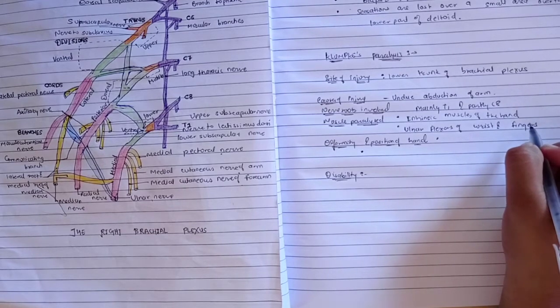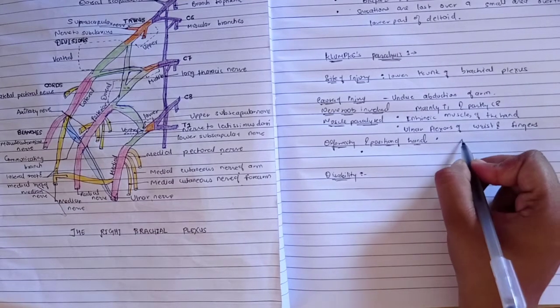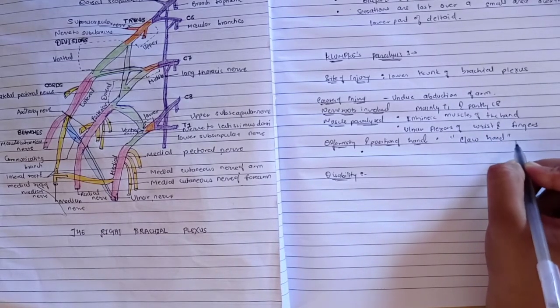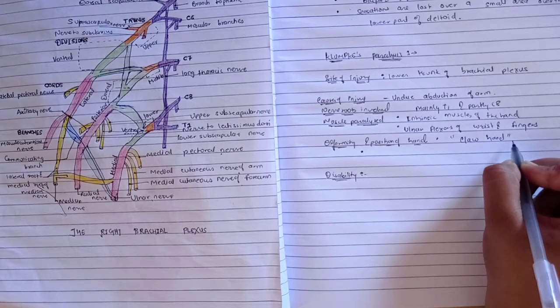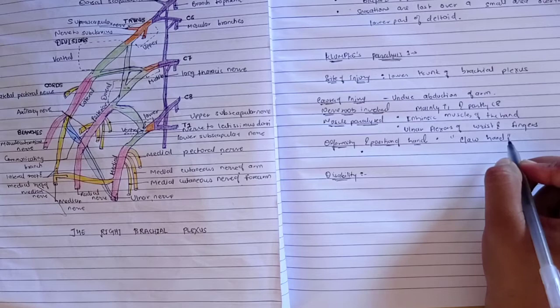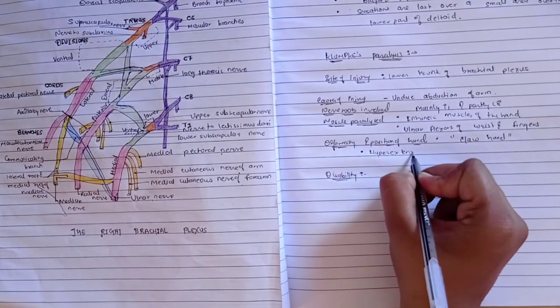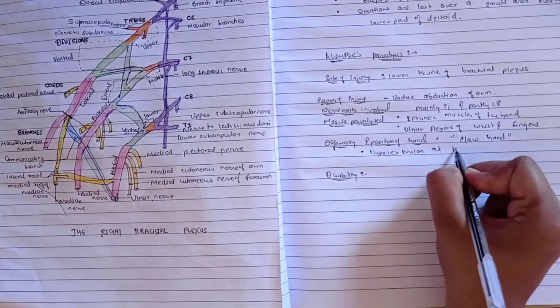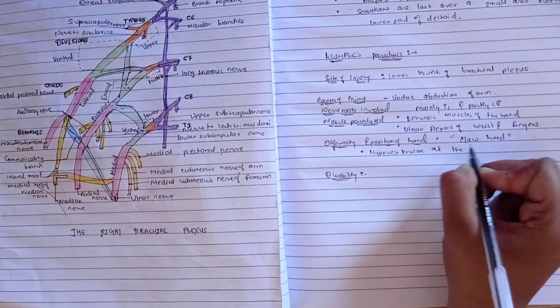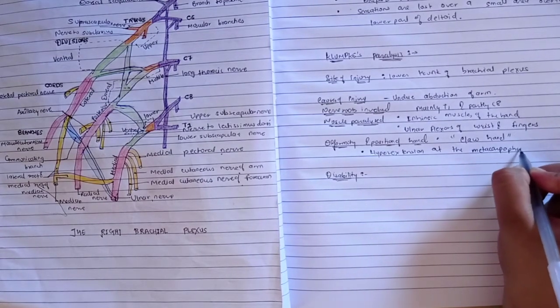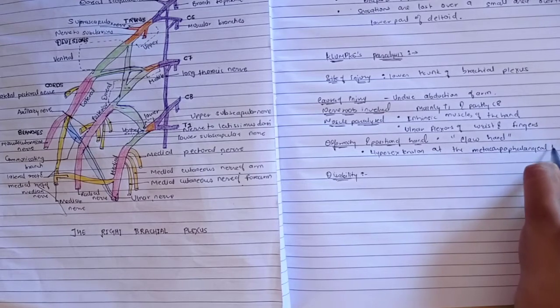Then the deformity and position of the hand: claw hand, due to the unopposed action of the long flexors and extensors of the fingers. The characteristic of the claw hand is hyperextension at the metacarpophalangeal joint and flexion at the interphalangeal joint.